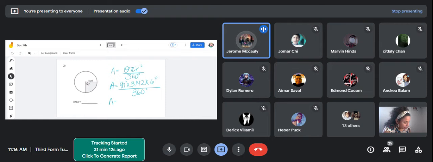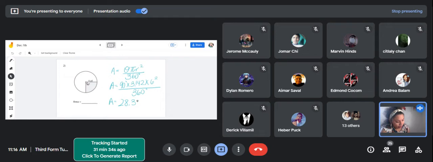90 over 360 times 3.142 times 36. What did you say? 28.3. Very good. 28.3 units, yards squared. And then 1 dp, 1 decimal place, because that's how you wrote your answer, right?